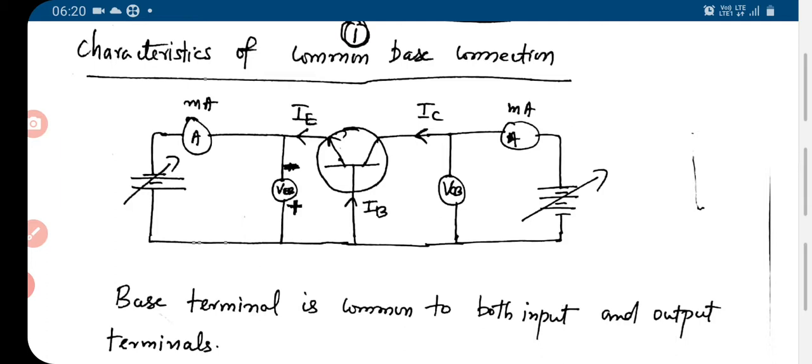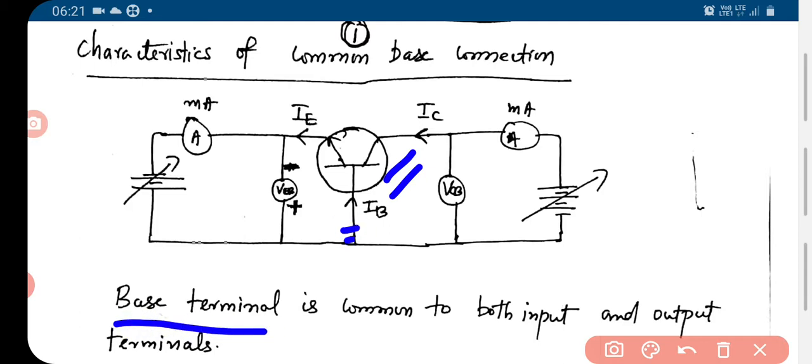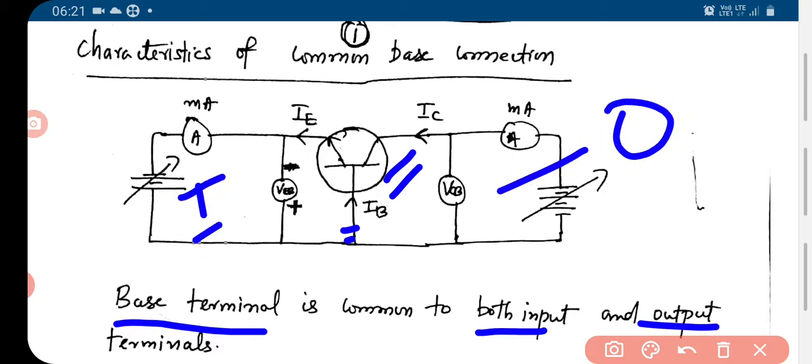Here we are considering common base connection. So here we have a transistor which is connected in common base mode, and we can see the base terminal. This terminal is common to both input and output circuit. So this is the input circuit and this is the output circuit, and we see the base is common to both input and output.